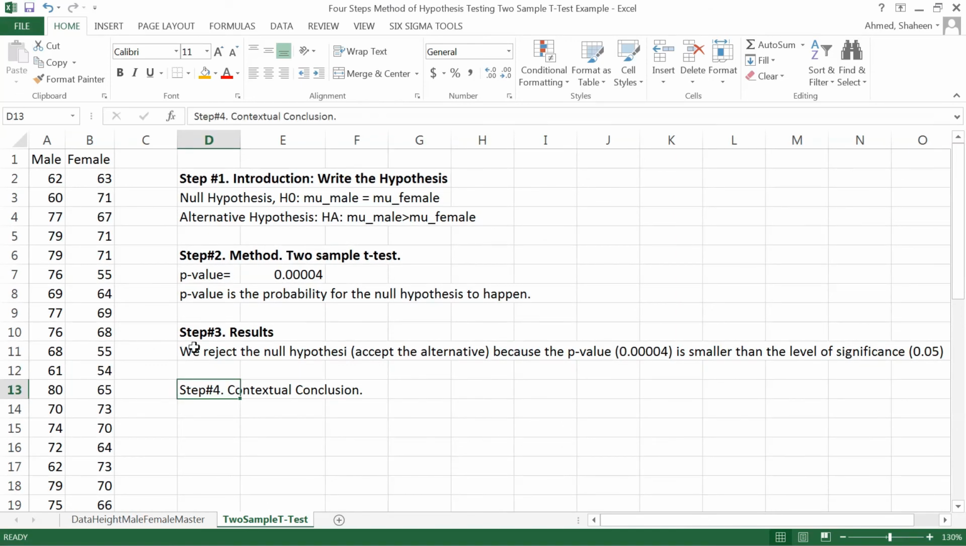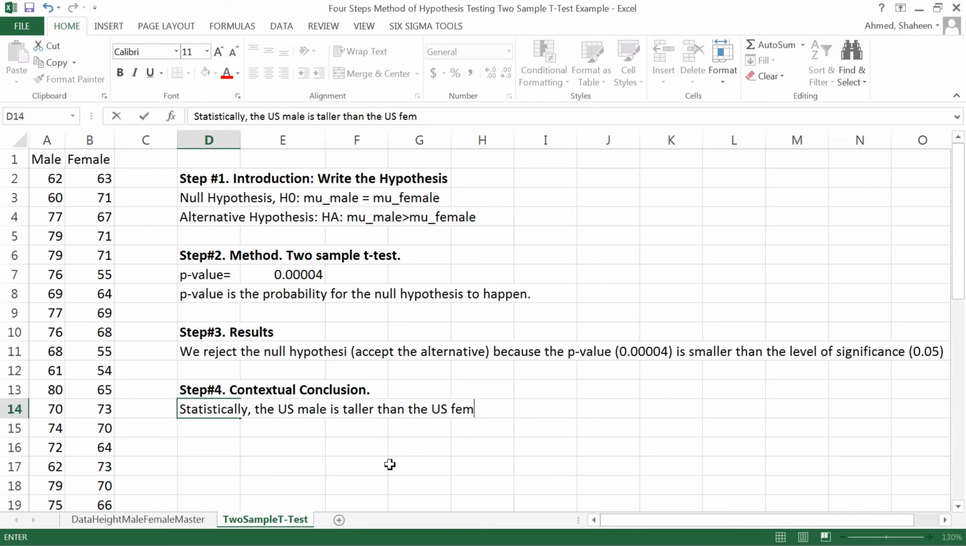Now the contextual conclusion would be basically to rewrite the hypothesis for general people. So we can say statistically, the US male is taller than the US female.